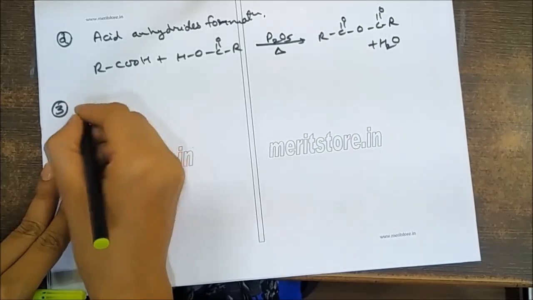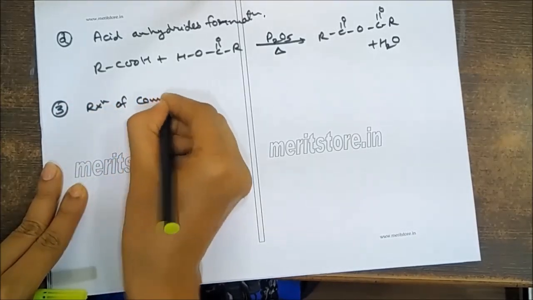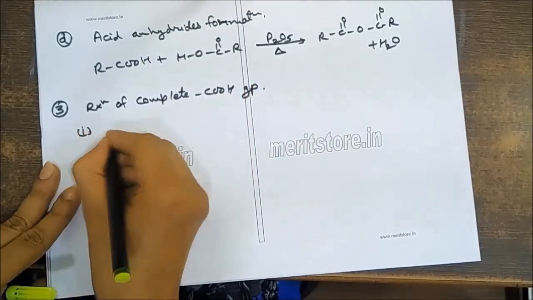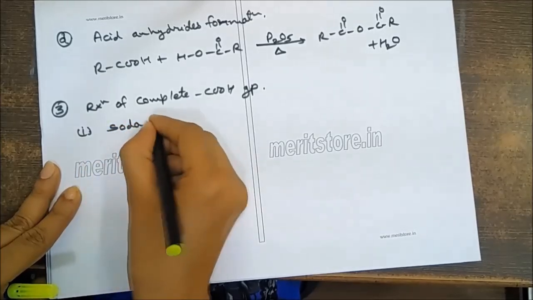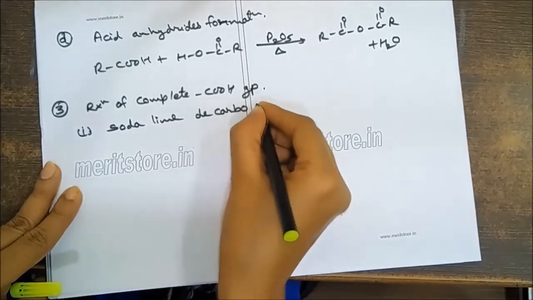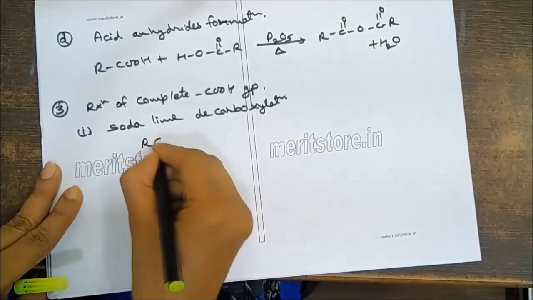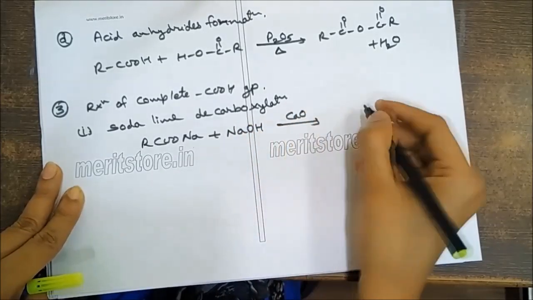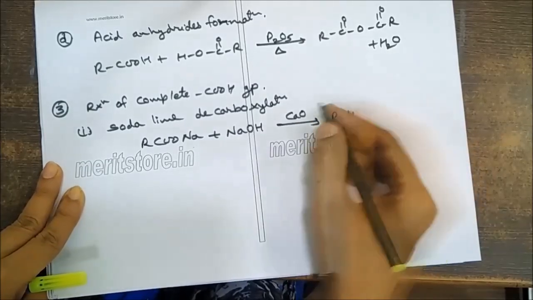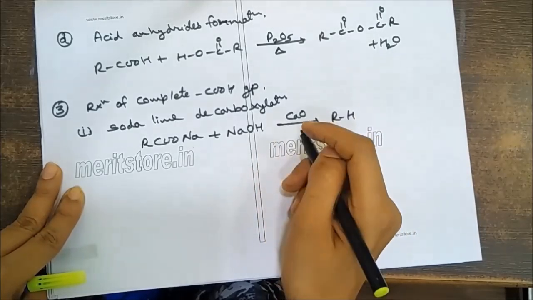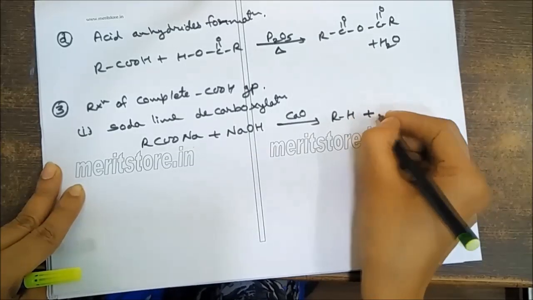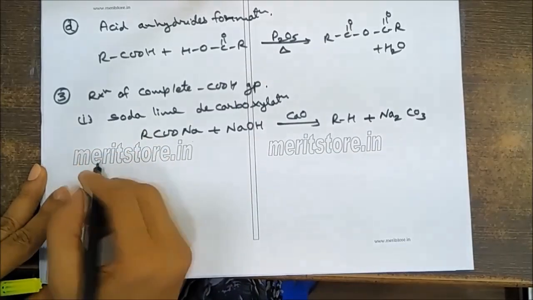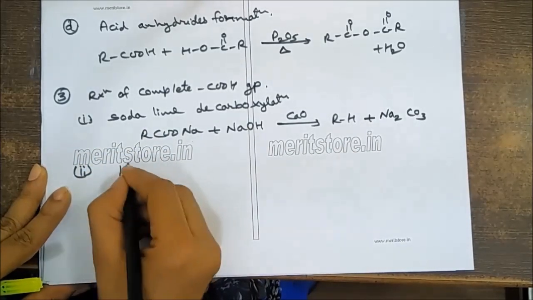Now the third type of reaction is reaction of the carboxyl group. First is soda lime decarboxylation. When we take the sodium salt of acid and react with sodium hydroxide in presence of calcium oxide, it will give RH. Calcium oxide and NaOH will give soda lime, and sodium carbonate will be a byproduct.